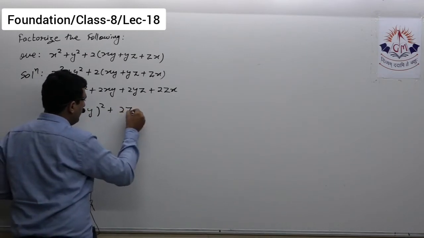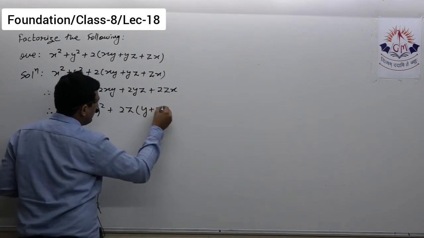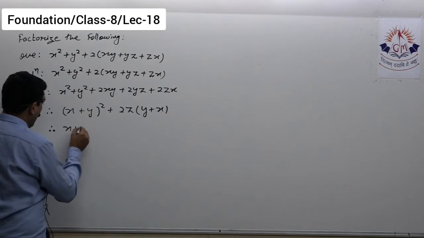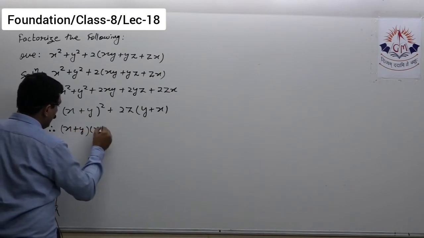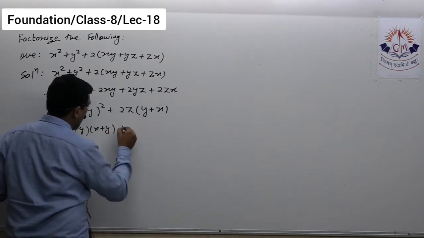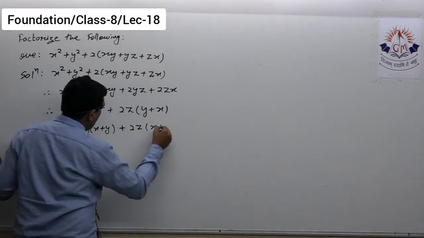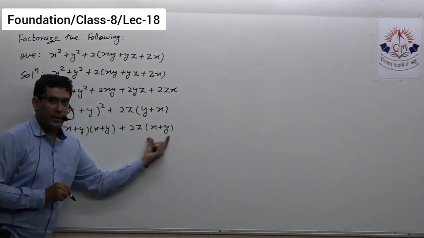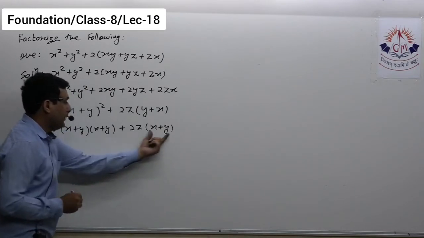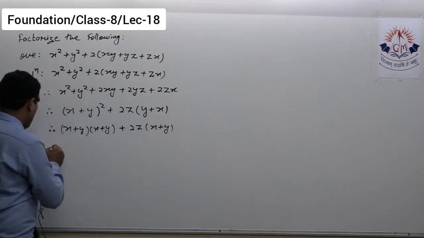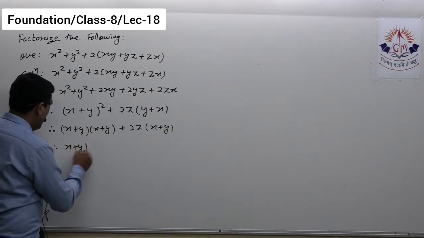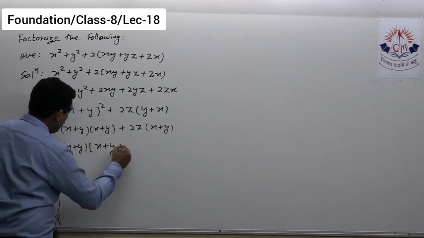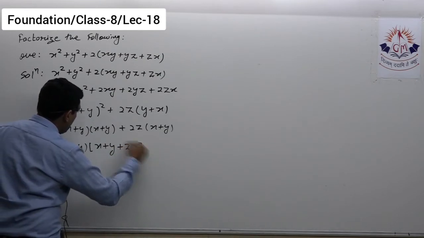If you take 2z common, here you will get y plus x. That is x plus y, the same thing. That means here I have x plus y into x plus y, and over here I have 2z into x plus y. Now from these two, again we have x plus y, so I take x plus y common. So here I do get x plus y plus 2z.